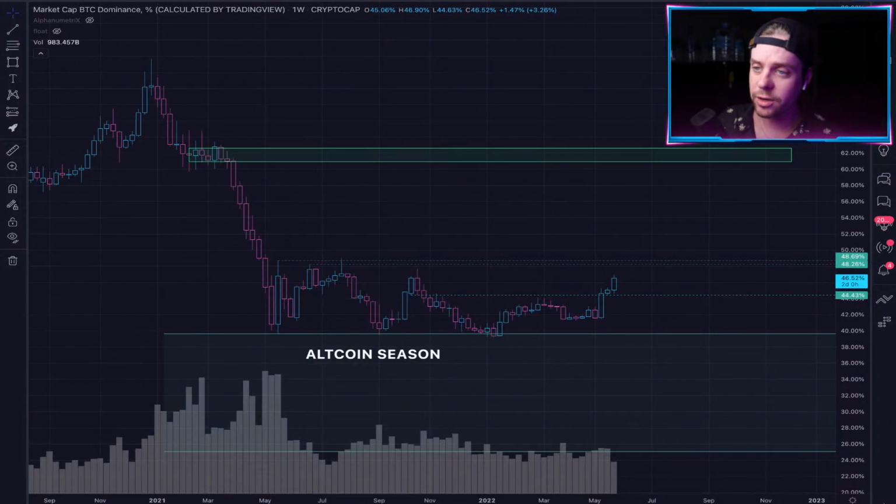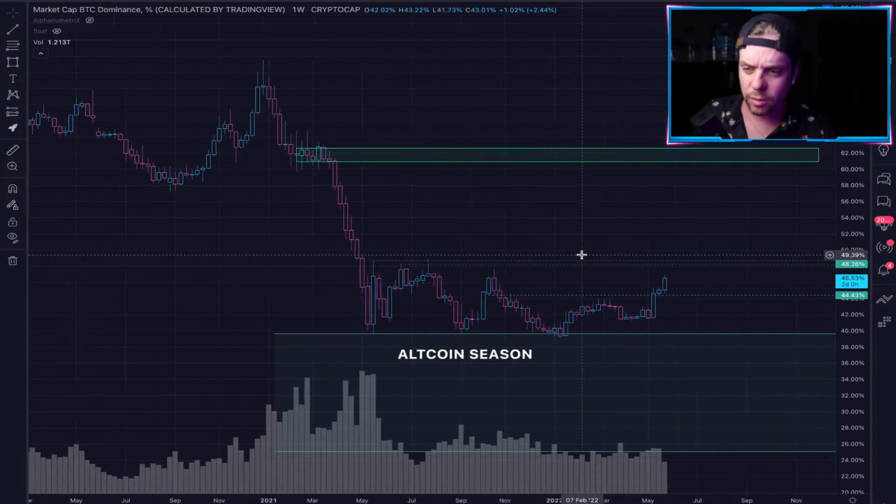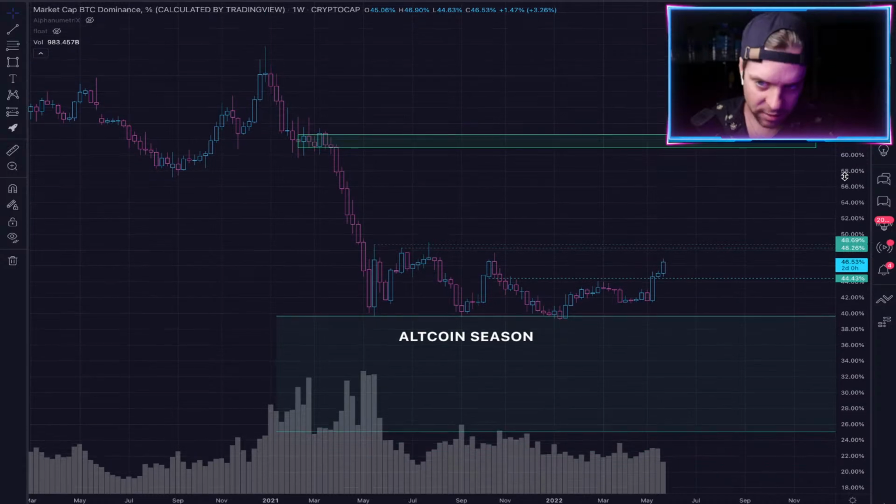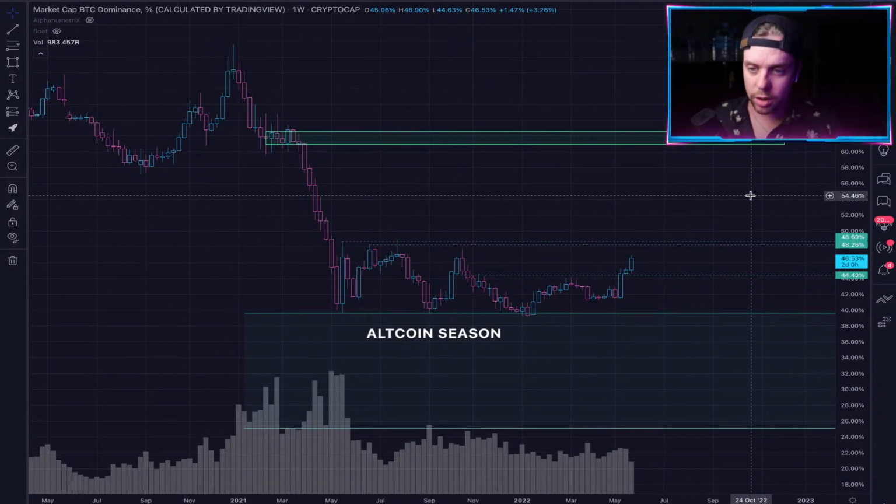That's also demonstrated by Bitcoin dominance. Bitcoin dominance represents the market share of Bitcoin against everything else. Bitcoin currently represents 46.53% of the entire cryptocurrency market cap. So it's just under half. Of all the money in all of crypto, half of it is in Bitcoin.